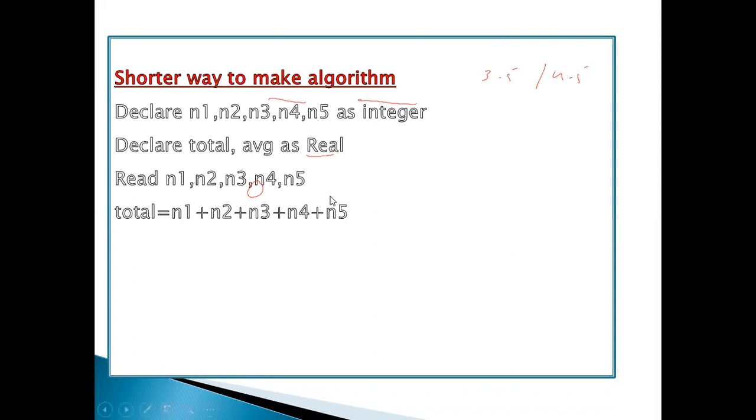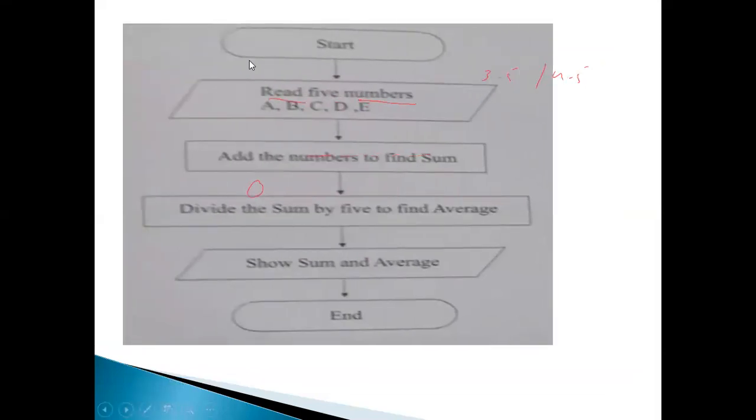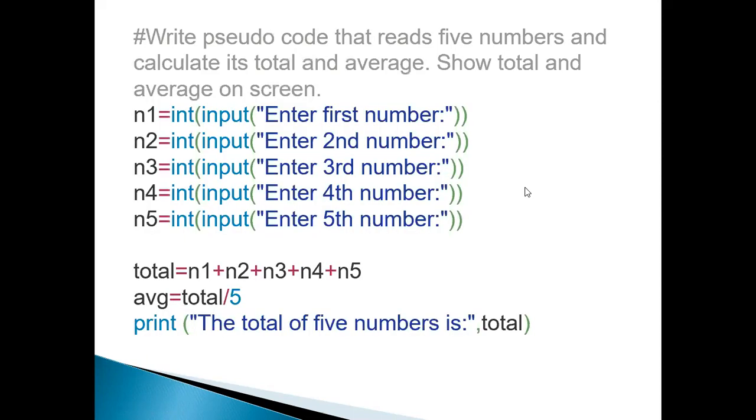So you can take input of the same data type in one line, then you can write the formula as you have done, then average equals total, and then you can show a message on screen using the print command. Here is basically the flowchart, so that you can take input in one box, a parallelogram, add the numbers to find the sum in a rectangle, then divide. You can also do all processing tasks in a rectangle box. Show sum and average in a parallelogram.